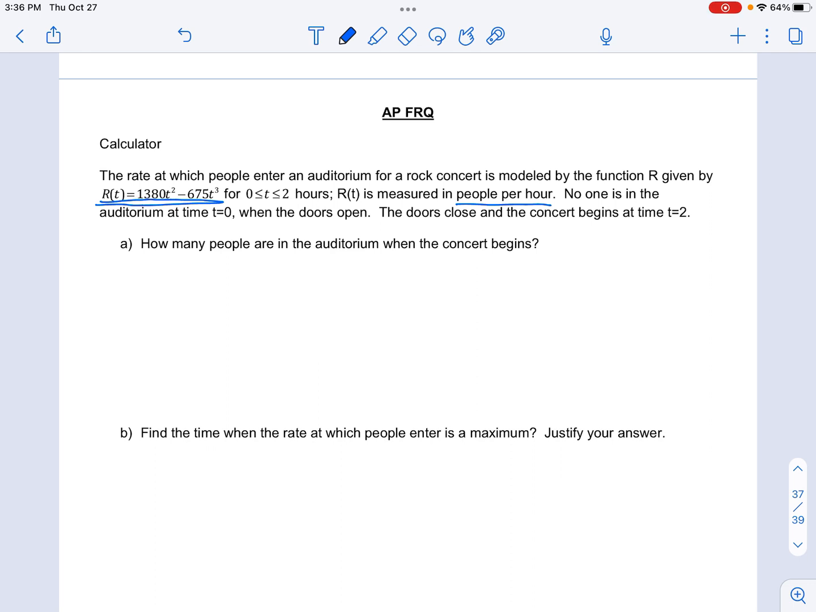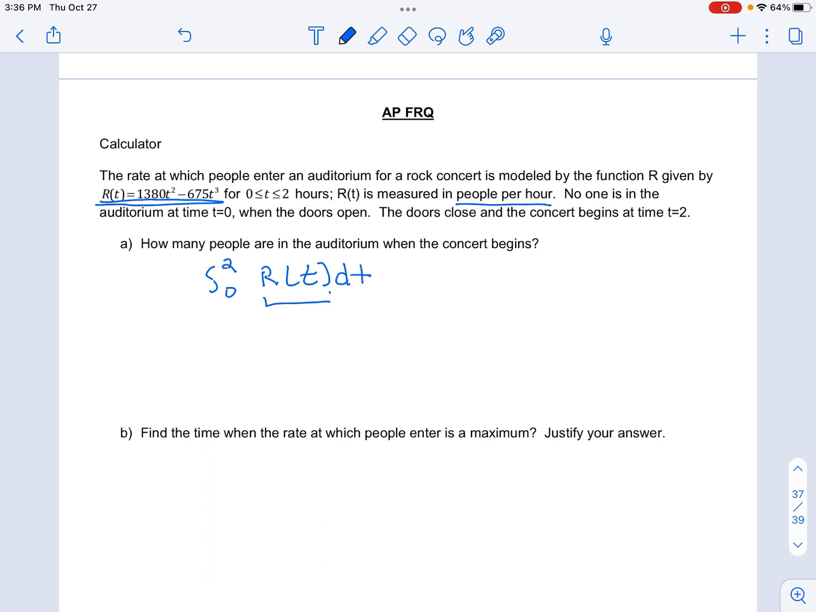There's no one in the auditorium to start at time 0. The doors close and the concert's going to begin at time t equals 2. So how many total people are in the auditorium? Remember, if I give you a rate and I want the total amount, we are going to integrate the rate. I want to know just when the concert starts, so it'd be from 0 to 2. So we're going to integrate R of t dt.